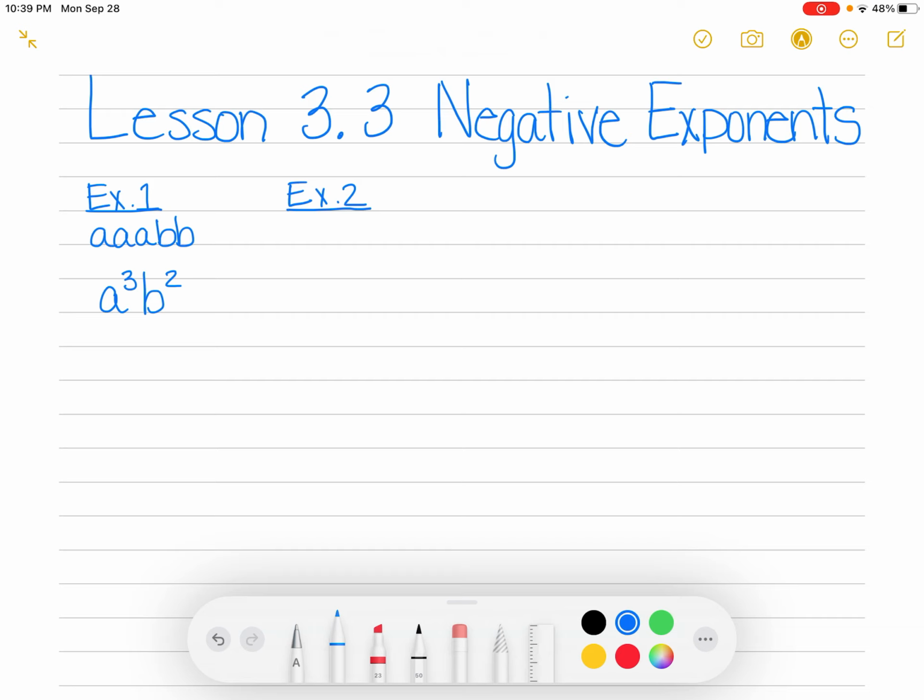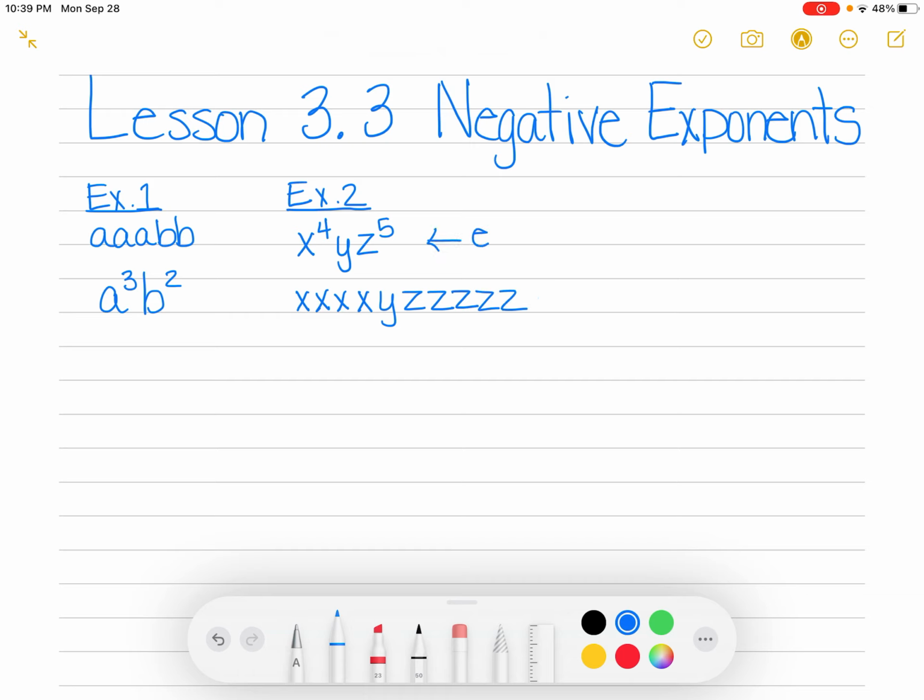Okay, example 2. Let's go the opposite way. If I had x to the fourth power times y times z to the fifth power, how would we write that? Go ahead and pause the video and write that out in expanded form. Now that you're back, you should write an x 4 times, and then the y, and then the z 5 times. That's the expanded form.